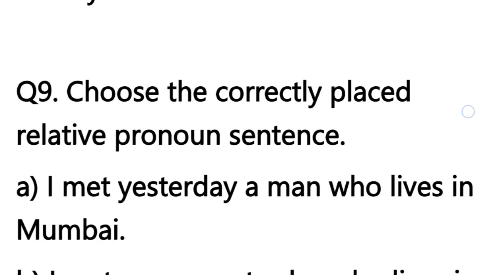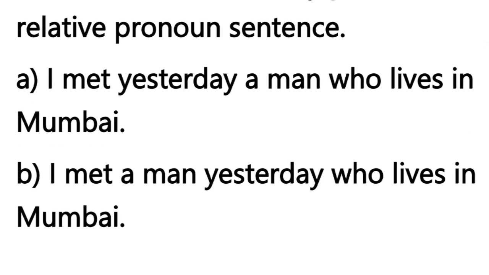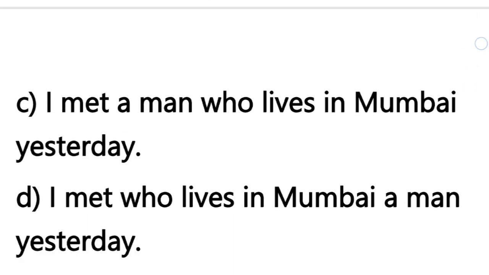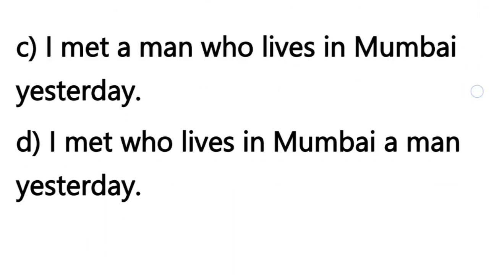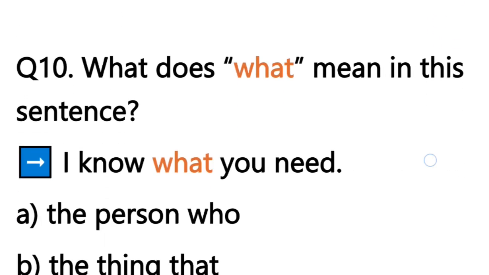Let's talk about question number 9, which says, choose the correctly placed relative pronoun sentence. Option A, I met yesterday a man who lives in Mumbai. B, I met a man yesterday who lives in Mumbai. C, I met a man who lives in Mumbai yesterday. Or D, I met who lives in Mumbai a man yesterday. Which answer should be correct? Make your attempts.